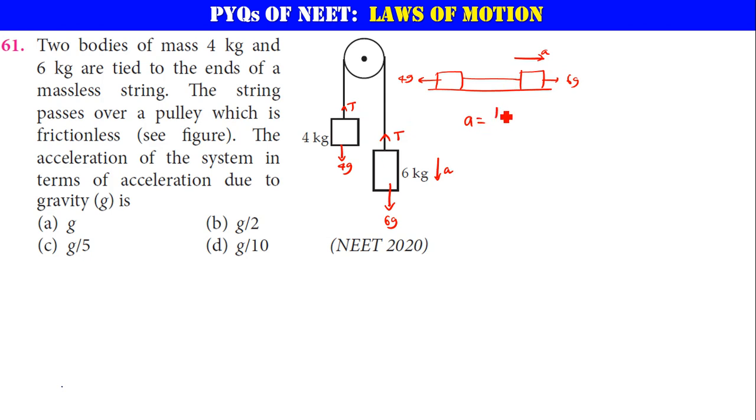Now acceleration is equal to net force divided by total mass. What is definite here? 6g, and 4g is in the opposite direction. 6g minus 4g is 2g, divided by the net mass. The total mass: this is 4 kg, this is 6 kg, 6 plus 4 is 10. Two ones are two, two fives are ten, so it is g by 5. Isn't it simple? Yes, very simple questions actually.